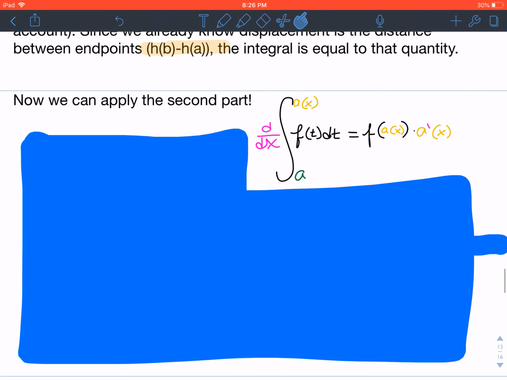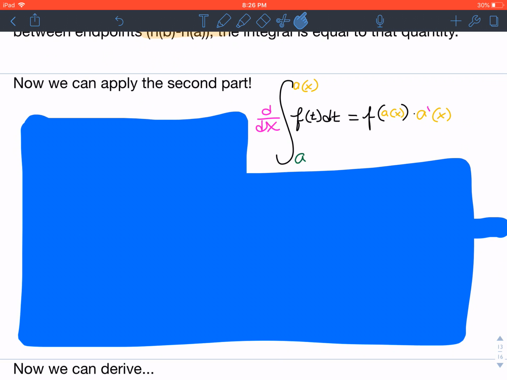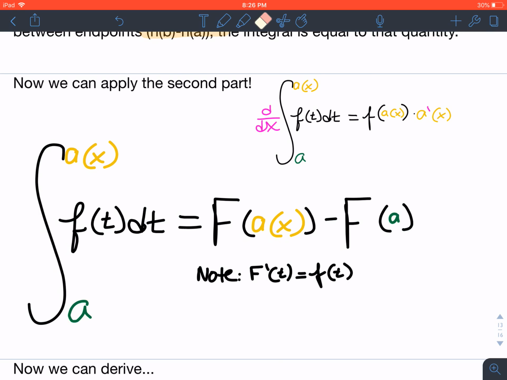The second part follows pretty closely behind. This is just a reminder of what the second part says. The derivative of the integral from a to a of x of f of t dt is f of a of x times a prime of x. So, if we start here, this is the first part. This is using exactly only what's in the first part of the fundamental theorem of calculus. So here's essentially F of b, which is, instead of b, we're using a of x, so that's this, minus F of a, which is the first part in its entirety.